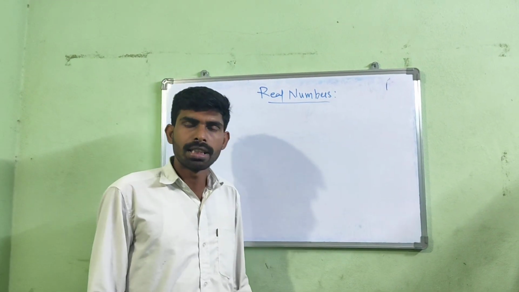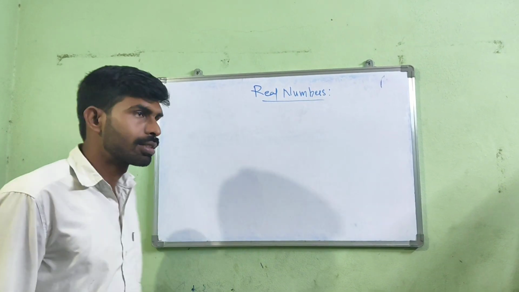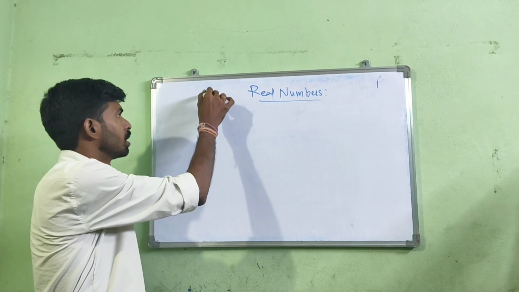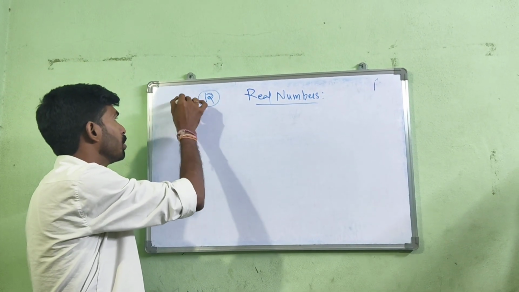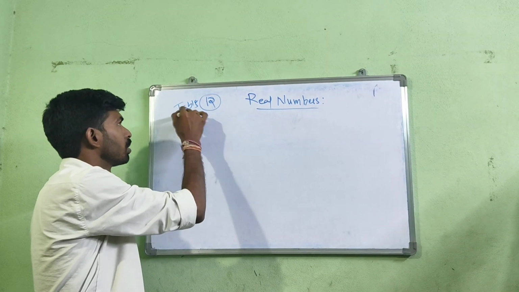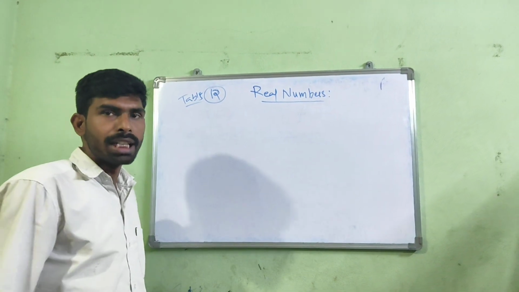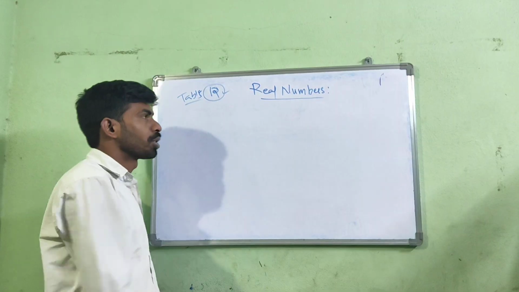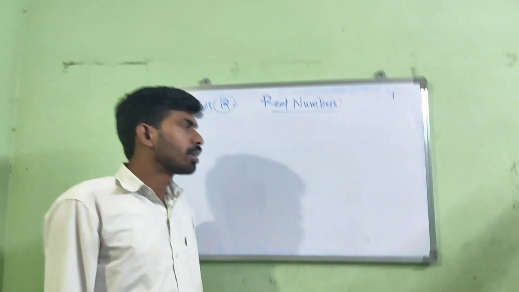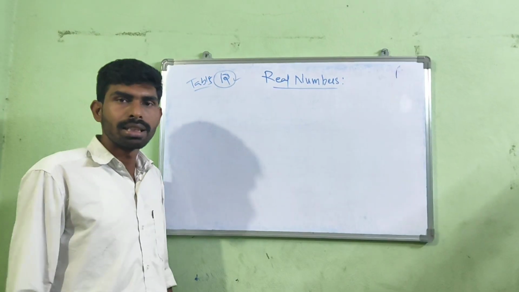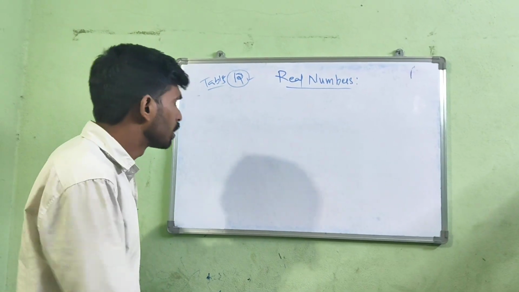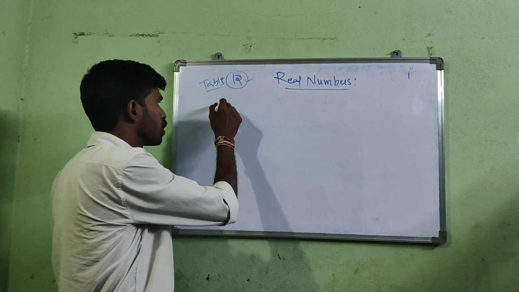My suggestion to every student, you must learn at least 12 tables. Learn 12 tables. If you learn at least 12 tables, they will be useful to do our mathematics faster. Another thing, you should must know squares.